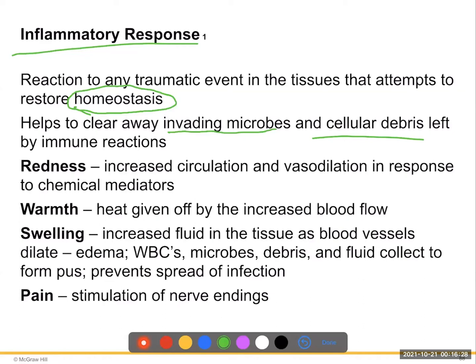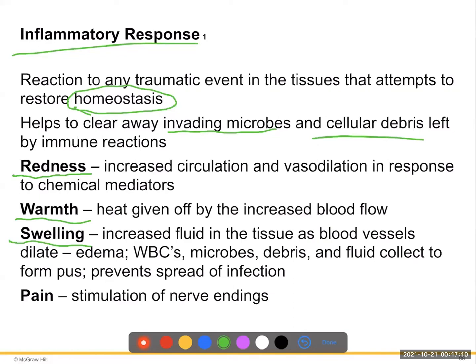The inflammatory response is several factors. Redness: when we get inflammation, we get redness. It's increased circulation and vasodilation in response to chemical mediators. The bloodstream comes there, and the blood vessels dilate in that area, so more things can respond to that area. That makes it red with increased blood flow. We get warmth; heat is given off by the increased blood flow of the area. We get swelling, increased fluid in our tissues as the blood vessels dilate. Edema: the liquid blood leaks out and it starts to swell up.